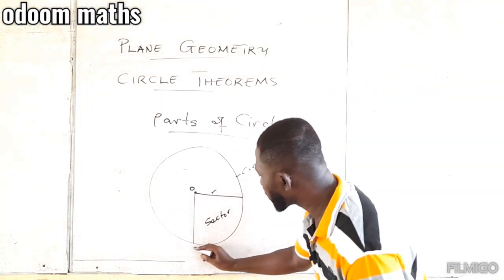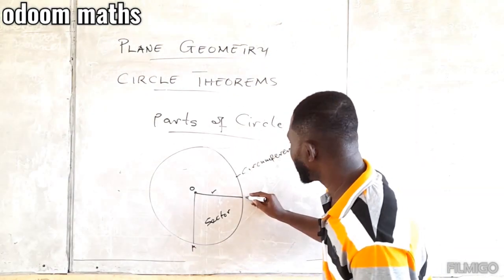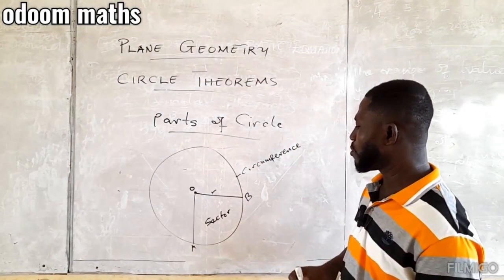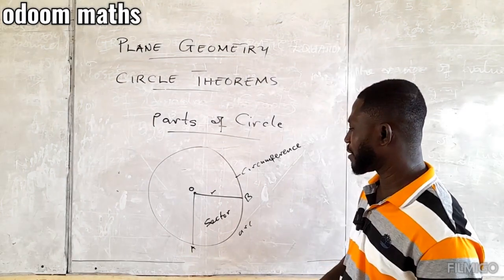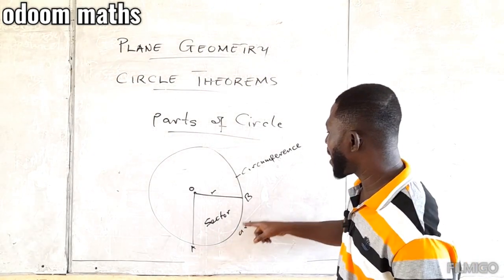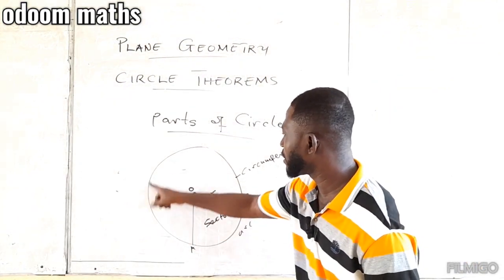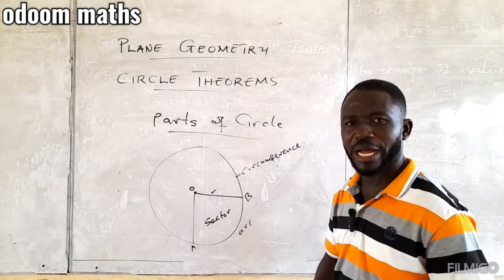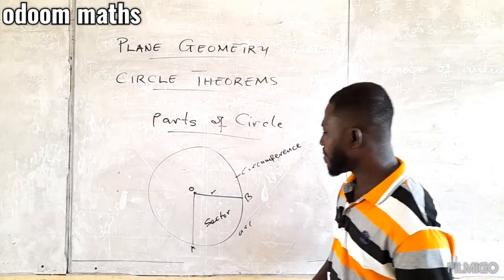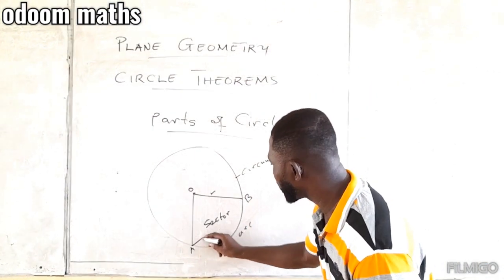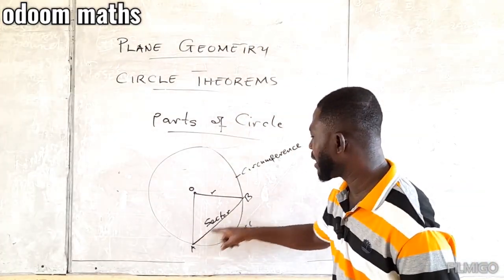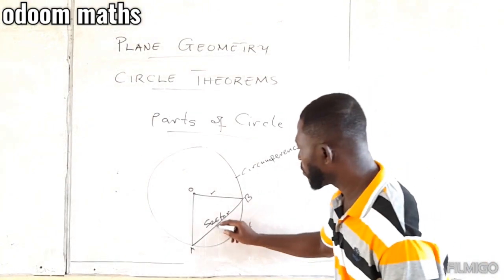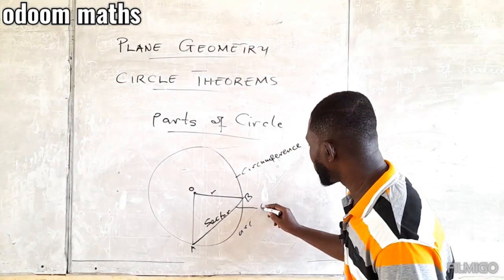Then again, let me call these points A and B. From here to here is known as an arc of a circle. We call this the minor arc, and from this point to B, the major arc. Then if I draw a line from this point to join B, we call this line AB a chord.